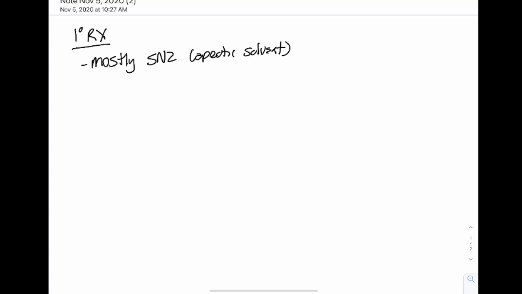What I'm going to do is just summarize again, but I'm going to do it based on the degree of our alkyl halide. So the first one, if I have a primary alkyl halide, SN2 is going to be our favored product. So mostly SN2. And this, of course, is going to be with an aprotic solvent. Remember that SN2 reactions, because the leaving group leaves at the same time that my nucleophile attacks, favor sterically unhindered substrates. So primary and methyl are going to prefer SN2.